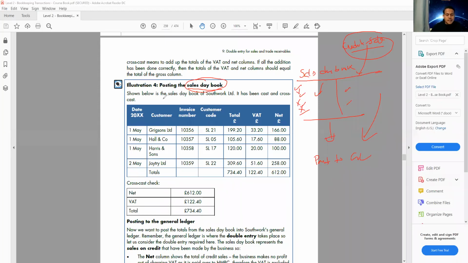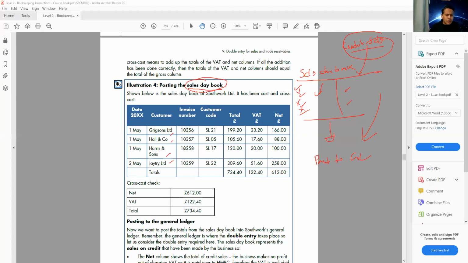Shown below is a sales daybook. Inside the sales daybook, all the people I have, Harris and Sons, Hall and Co, then G Limited, J Limited, are my credit customers. Remember that they are my credit customers. They are not my cash customers, only credit customers.